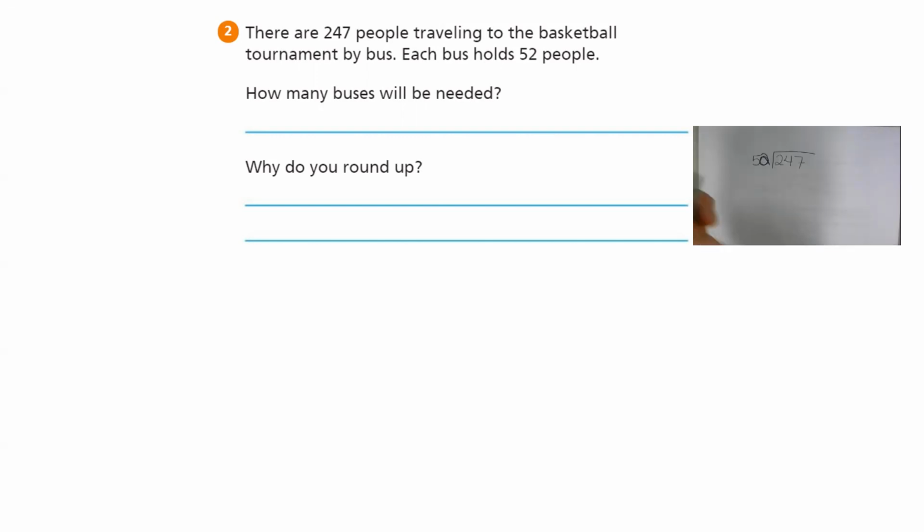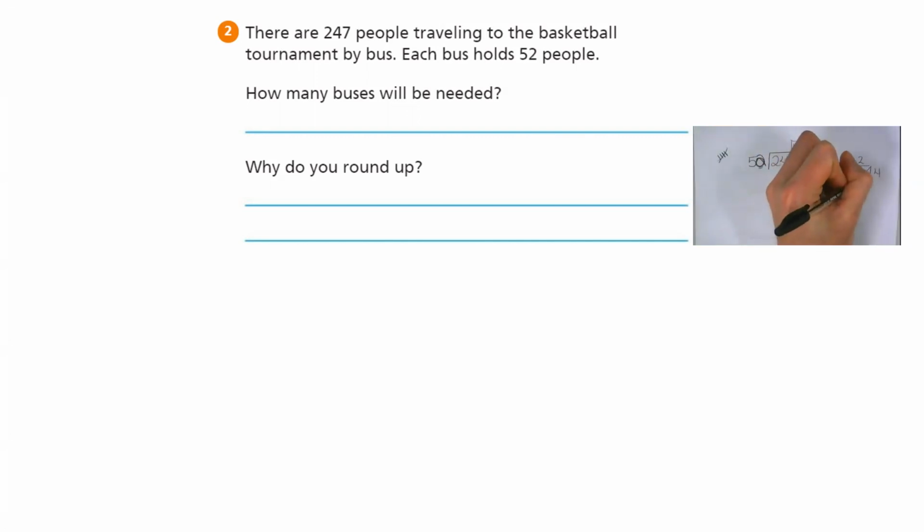Oh my gosh, I can count by 50s. 50, 100, 150, 200, 250. Five 50s is 250, which is too big. And this isn't even 50, it's bigger than 50, so for sure it's going to be too big. So what number am I going to put right here? 4. 52 times 4. Now I'm checking to see what's left over.